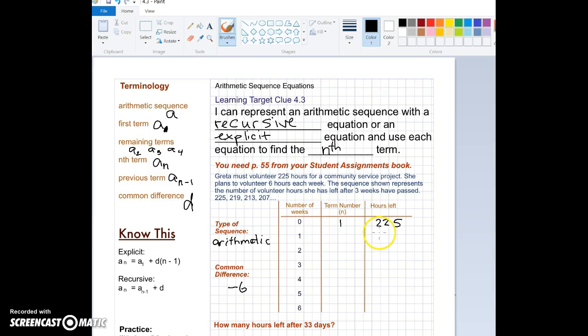And then our second term is 219, and that was after 1 week. And our third term is 213, and our fourth term is 207. I'd like you to go ahead and finish the rest of this table. Fill it in with the next three terms, the fourth, fifth, and sixth term.